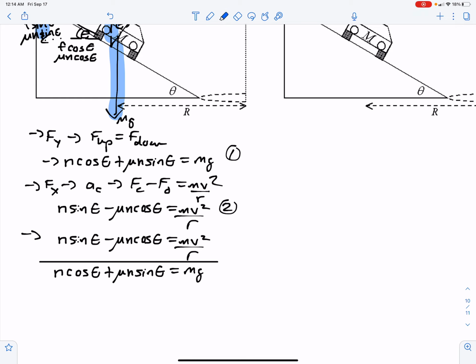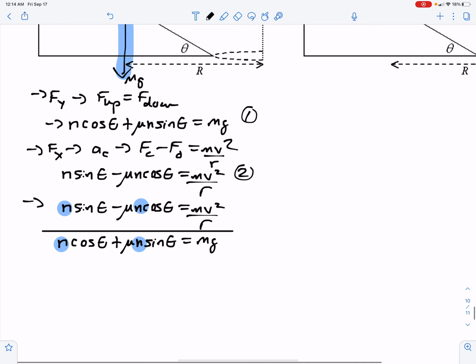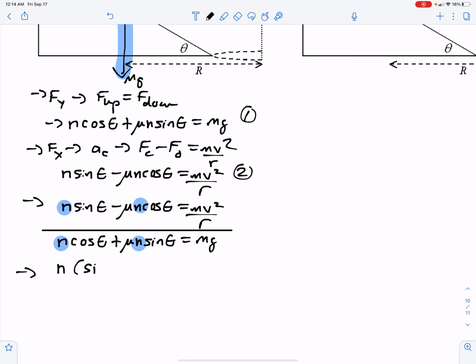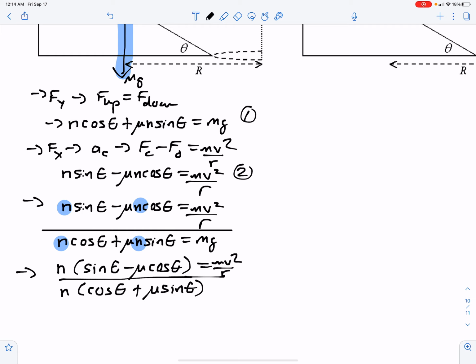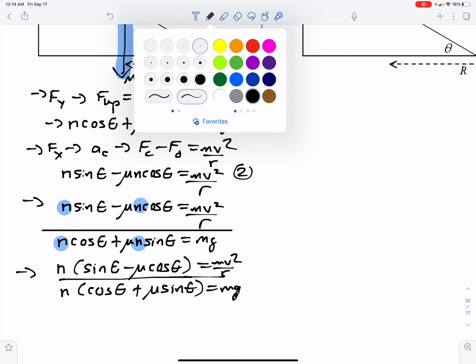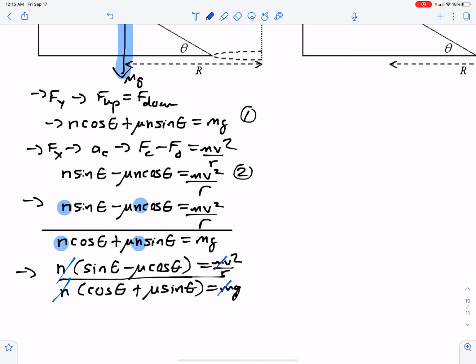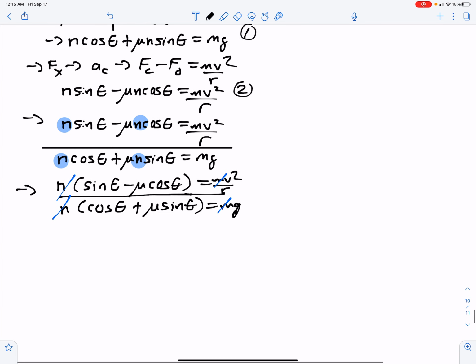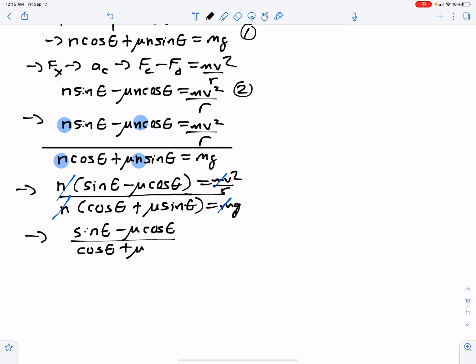Before I proceed, I am going to factor out a common normal force from each side of the equation. And so the normal force is going to end up being times sine theta minus mu cosine theta on the top, and that's equal to mv squared over r. And then we factor out a normal force on the bottom, and we're left with cosine of theta plus mu sine of theta equals mg. And look at all the stuff that cancels now. Normal force cancels, mass also cancels. And so we are left with sine of theta minus mu cosine of theta over cosine of theta plus mu sine of theta, and all of that's equal to v squared over rg.